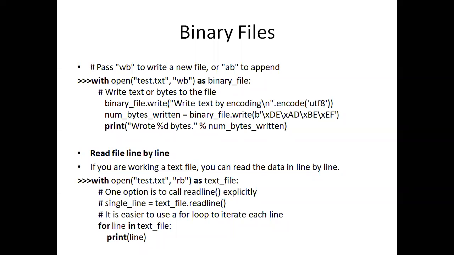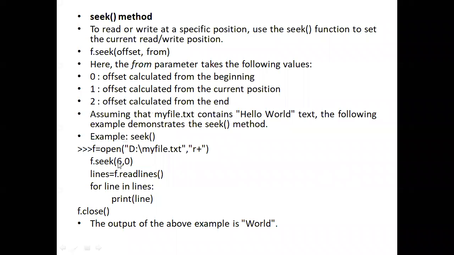In this example, I mentioned 6 comma 0, which means from the starting position it moves 6 bytes. With 6 comma 1, it is calculated from the current existing position. The file pointer may be at a particular position, on the first line, second line or third line, and if you want to calculate from there, go with 1. And 2 indicates it is calculated from the end. If you want to move backward from the end position, mention 2, but the offset should be negative, because it is going backward.